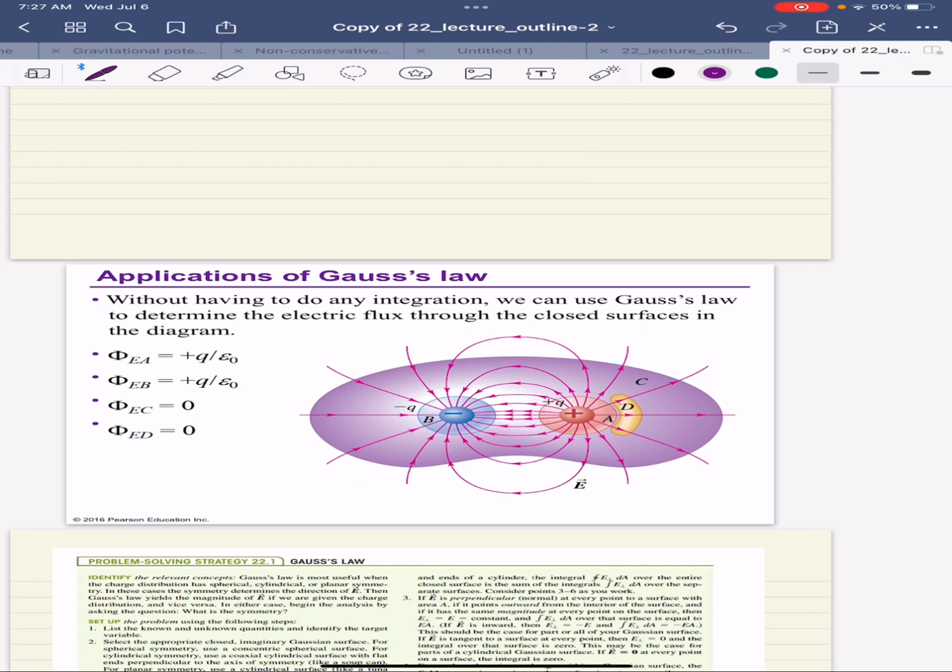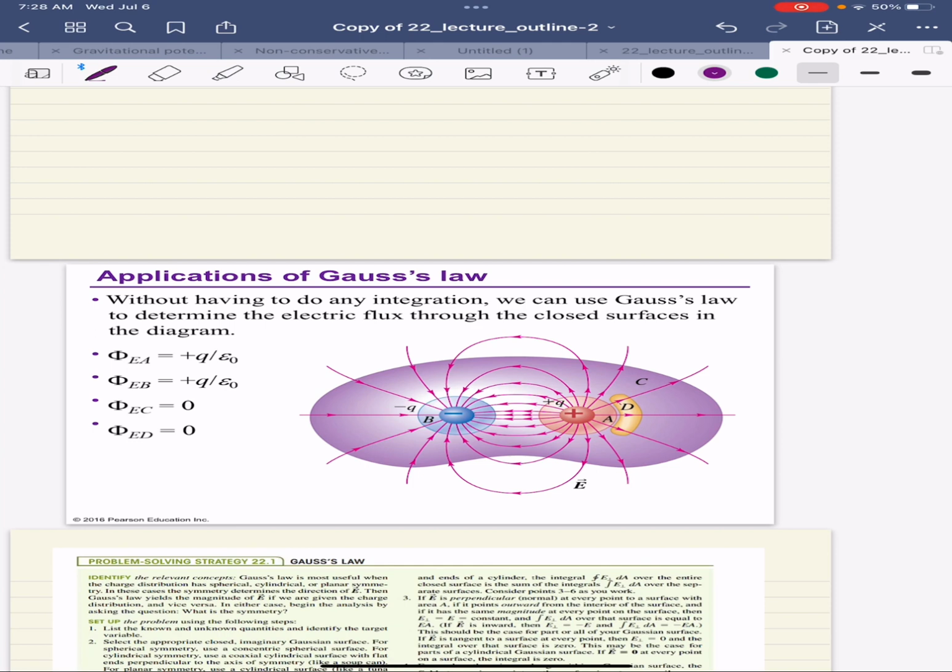And if you look at phi, which is EA, surface A is enclosing just the charge that is inside it, which is plus Q, divided by epsilon 0.